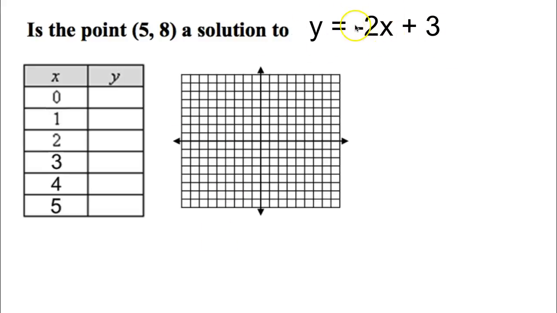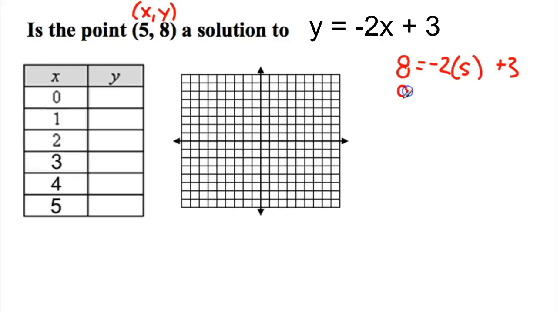This question says, is the point 5, 8 a solution to y equals negative 2x plus 3? I know this is not written in your packet, but you need to write it down. So 5, 8, if you remember from the beginning, the first number is always an x, and the second number is a y. So is this x, y, 5, 8, a solution to this equation? What you can do is just plug in the numbers and solve it. When I see an x, I'm going to put in a 5. When I see a y, I'll put in an 8. So instead of y, I'll write 8 equals negative 2, and instead of x, I write 5, and then plus 3.